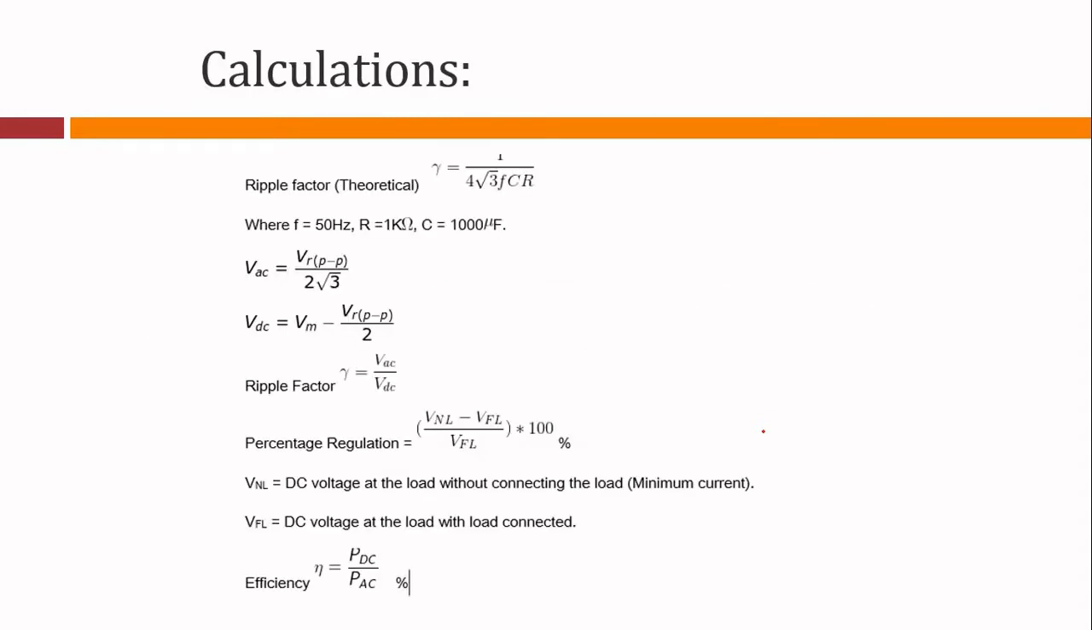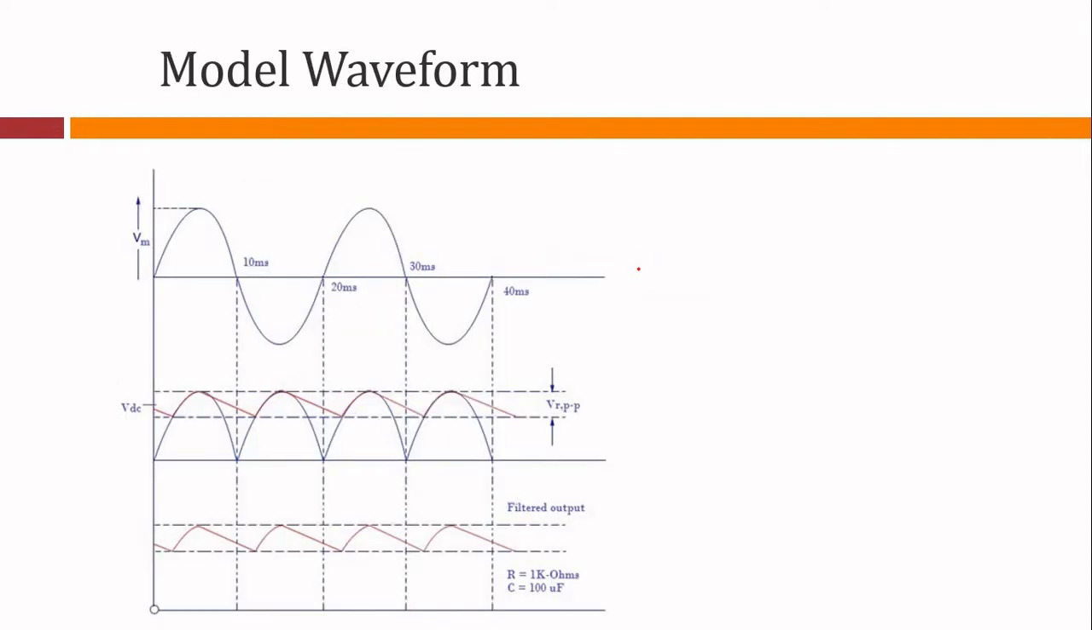So here is the set of equations. Again, we have discussed this in the online classes, regular classes, so you can refer to that class. The point to be noted is that V_AC RMS value is V_r divided by 2 root 3. So instead of root 2, we are taking root 3 because the shape of the output waveform is triangular, it's not sinusoidal.